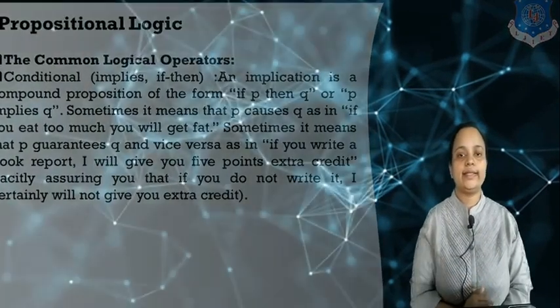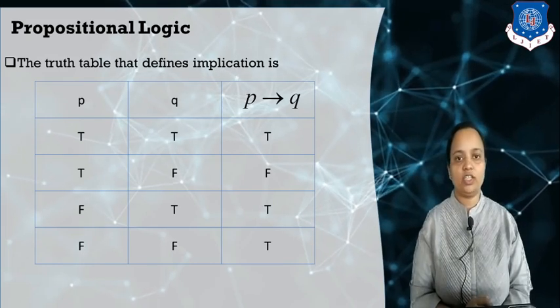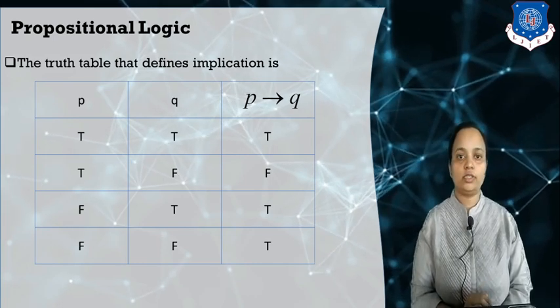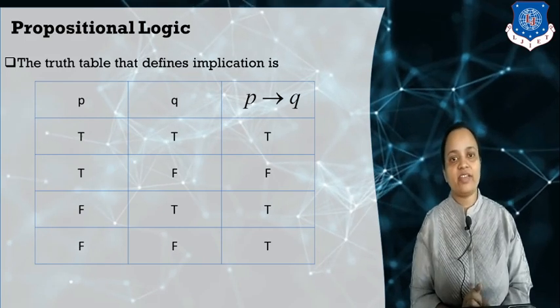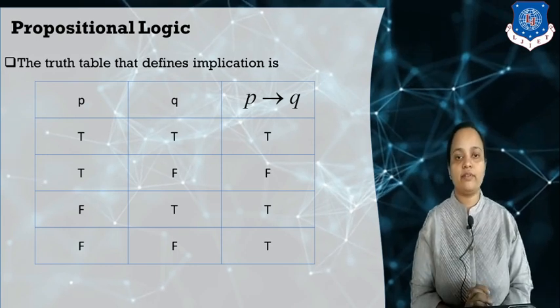Now let us see the truth table for this operator. Here you can see there are two propositions I have taken, P and Q, and its possible truth values I have written: true true, true false, false true, false false, and the output for P implies Q. If you see, when P is true but Q is false, that time P implies Q is false, otherwise it is true.